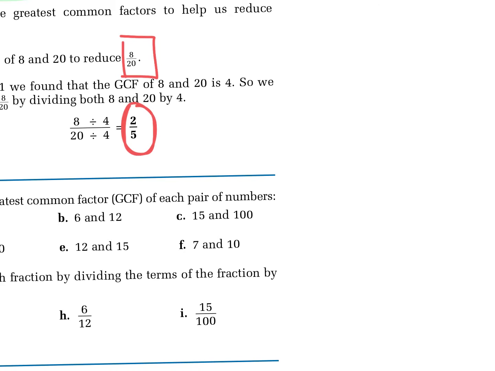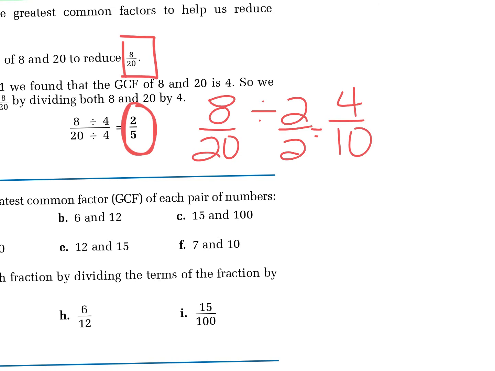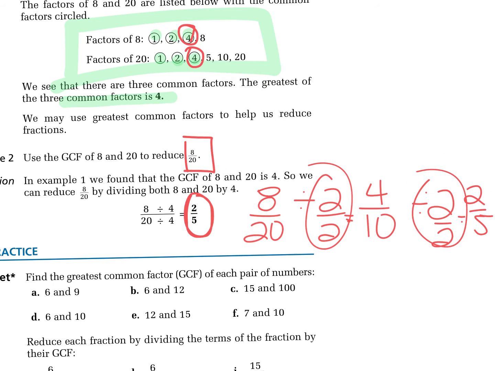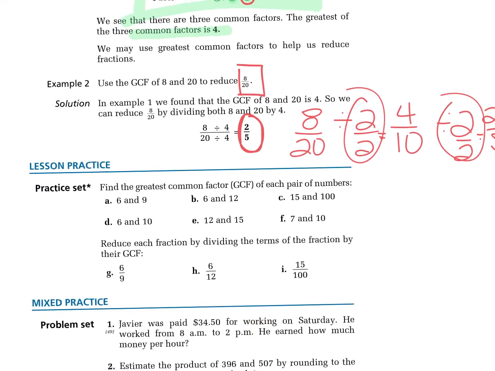Remember yesterday I said if we look at it, we have 8 and 20, and both of those are even, so we can divide them by 2, and you would get 4/10. And then we would have to do it again because both of those are even, so I can divide it by 2, and that would give me 2/5. So instead of dividing by 2 twice, we were able to find the greatest common factor, which was 4, and only make one division to get to our smallest fraction.